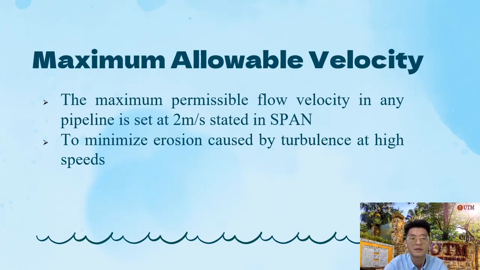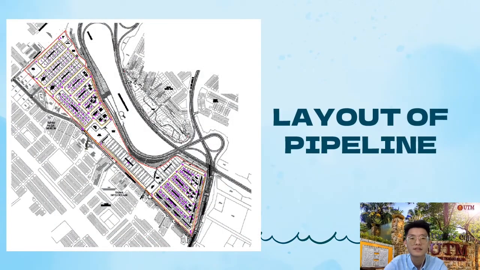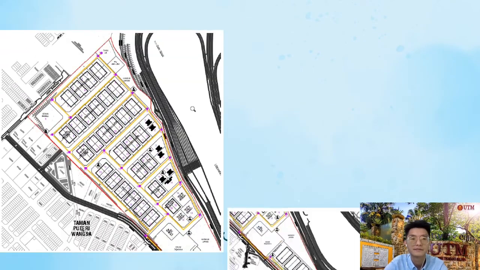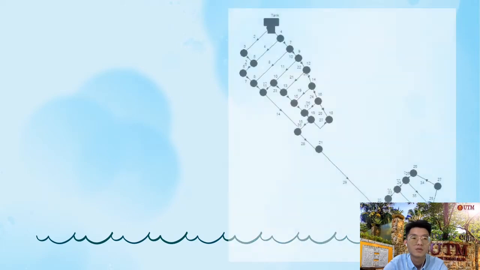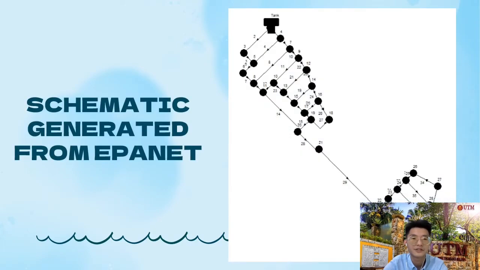The maximum allowable velocity. The maximum permissible flow velocity in any pipeline is set at 2 meters per second, as stated in SPAN. It helps to minimize the erosion caused by turbulence at high speeds. This is the layout of the pipeline, while this is the schematic generated from ePanel.